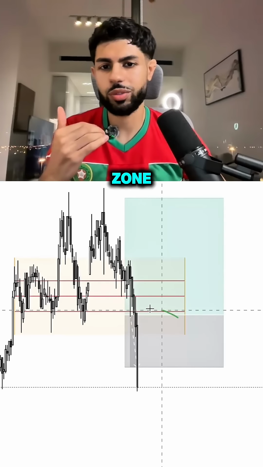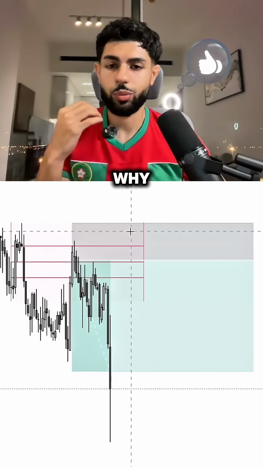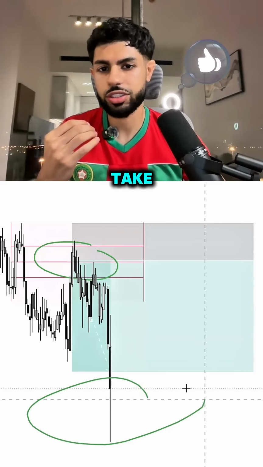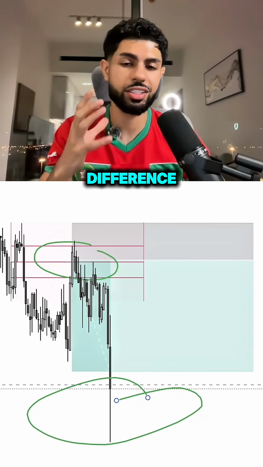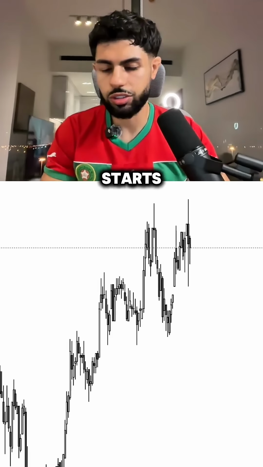Why did this zone here smash stop loss? And why did this zone here smash take profit? What is the key difference? As we know, every trade starts with a break of structure.